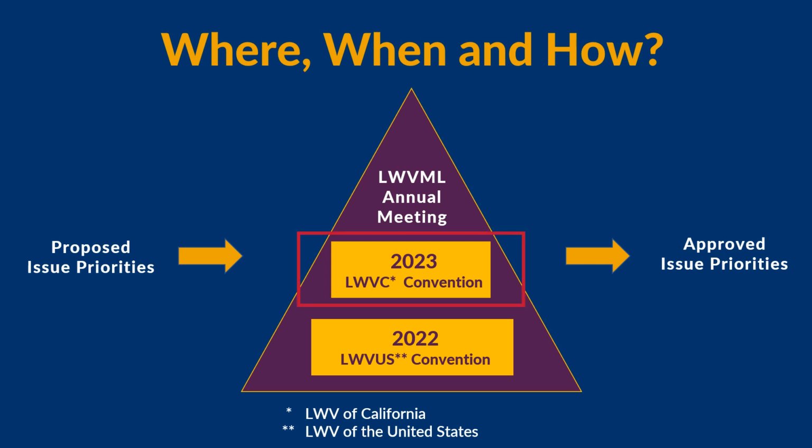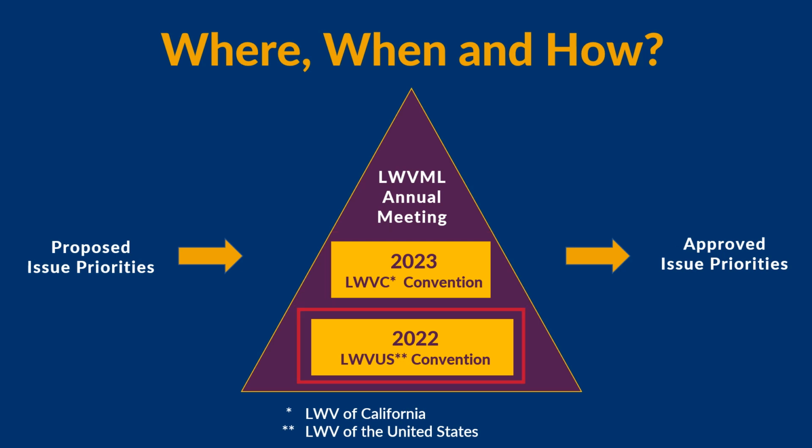The state leagues conduct their program planning in odd-numbered years. They ask local leagues for their input on the priority issues recommended by their state's board of directors. The resulting consolidated list of priorities is presented for discussion and approval by the delegates from the local leagues attending the state convention.